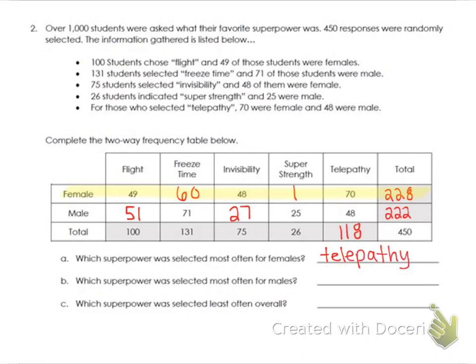Okay. Which superpower was selected most often for males? So now we're going to be looking at the next section. We'll do this one in blue or green, or this nice teal color. So for males, it is pretty clear that freezing time was the highest one for male.